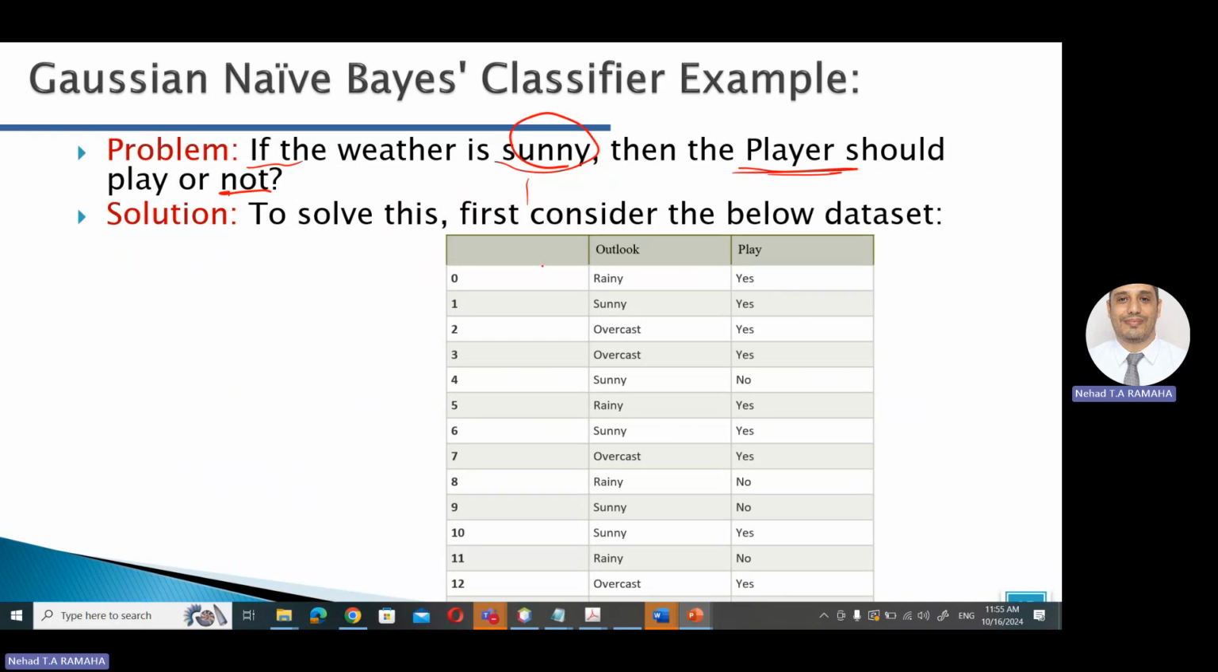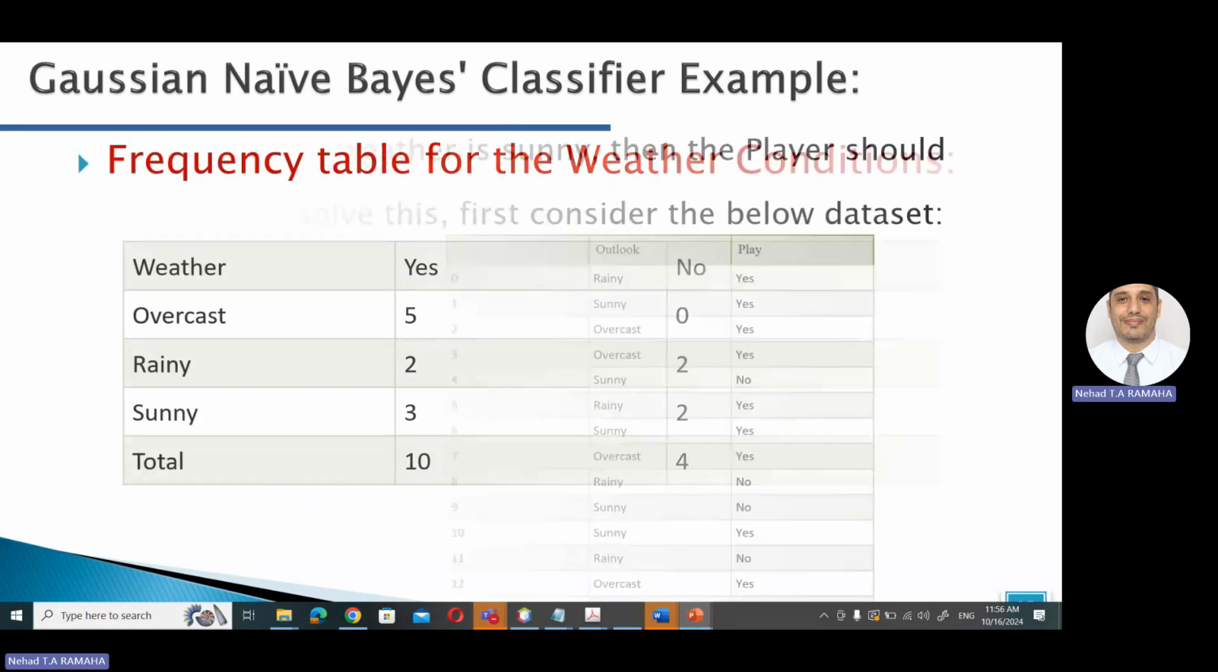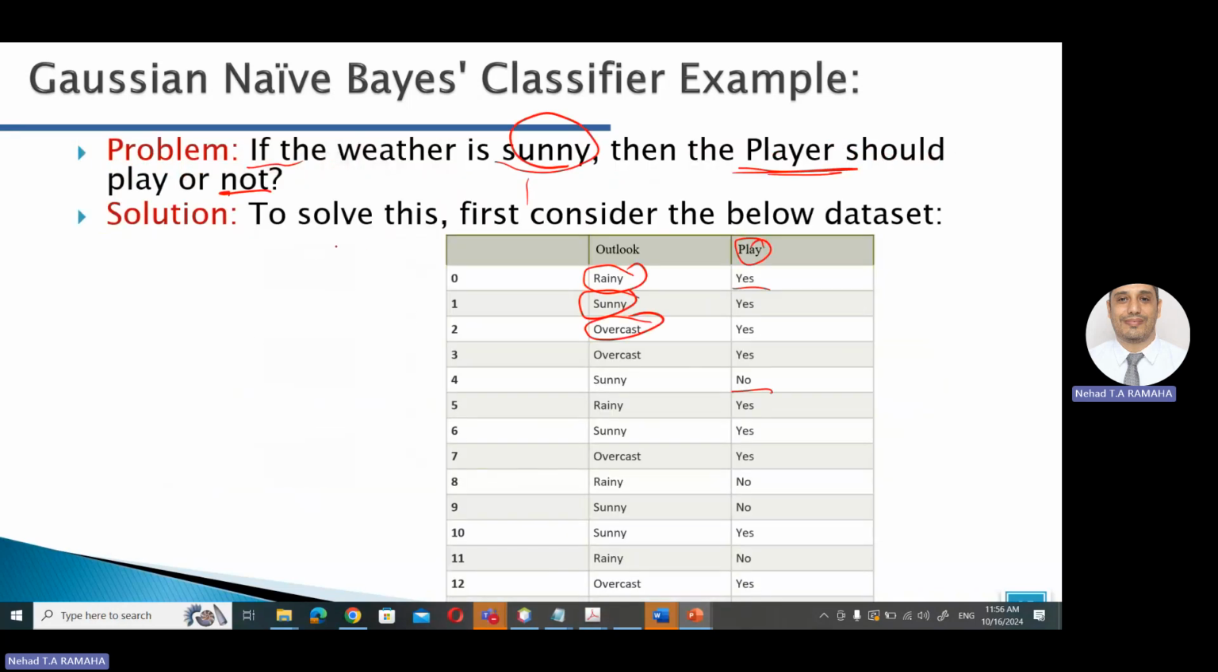We have this data set from the previous, okay? So if it's rainy, sunny, overcast. We have for the outlook rainy, sunny, and overcast. For the play, we have two classes, yes or no, depending on this data. So we need to calculate if it's sunny, will we play or not. Let's organize this data more simply.